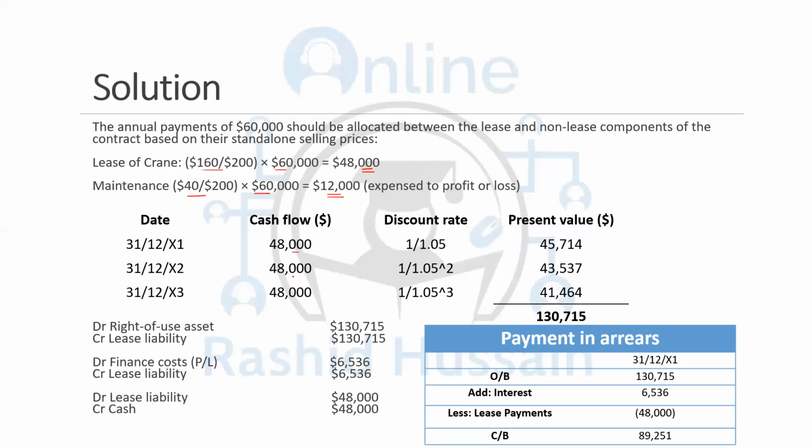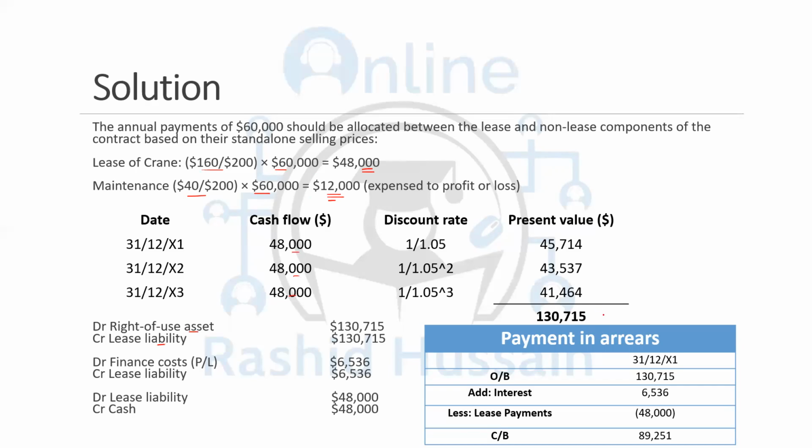So you take 48, 48, 48. These are the 3 lease payments, because this 12,000 is a non-lease component that will be expensed to the profit or loss. You get the present value, which is 137.15. This is the initial value of the lease payment. So you're going to debit the right of use asset and credit lease liability.